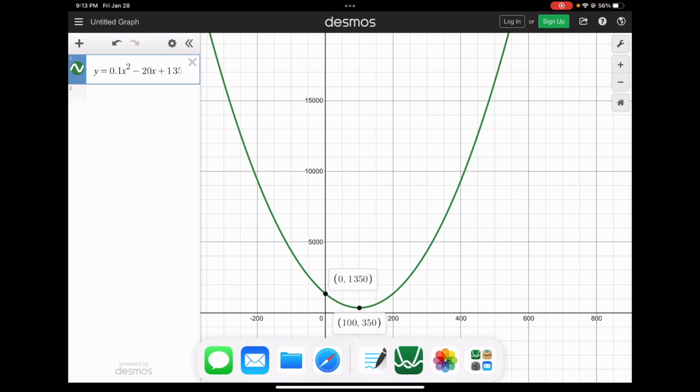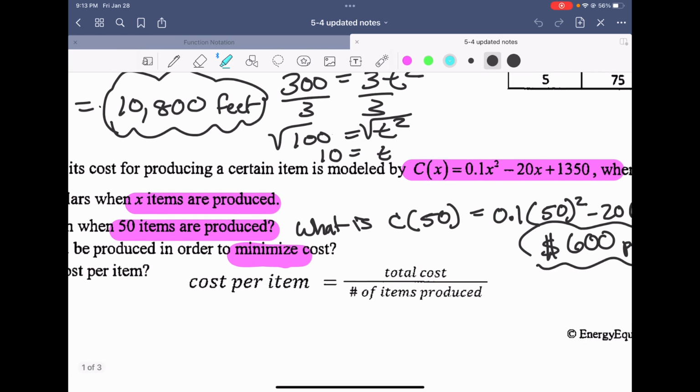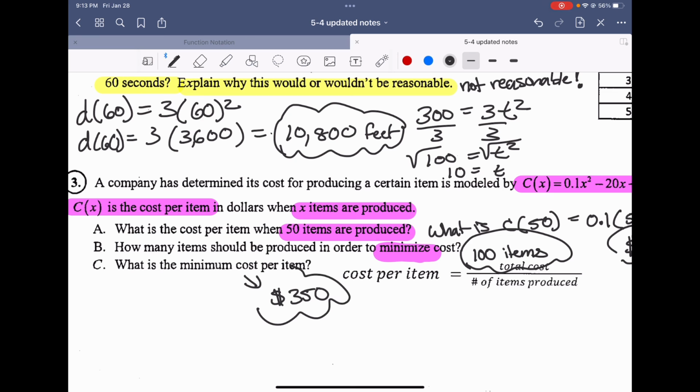All right, so let's go back. How many items should be produced in order to minimize the cost? Okay, so 100 items. That was what it looked like. It said at 100 items, that was when the cost was minimum. So 100 items should be produced. And then what was the minimum cost per item? The minimum cost per item was $350. That was the minimum cost.